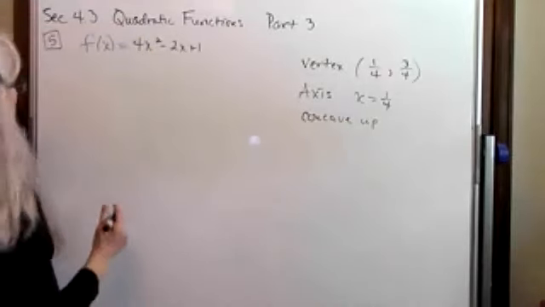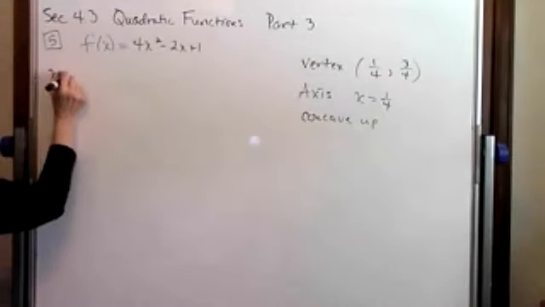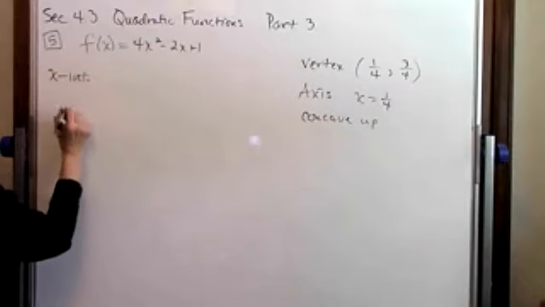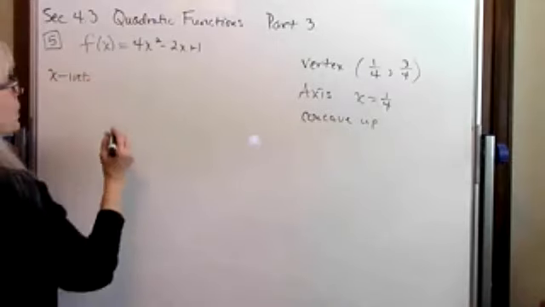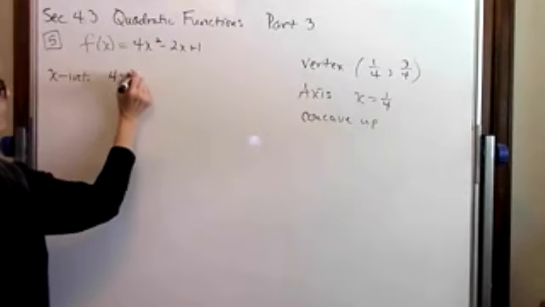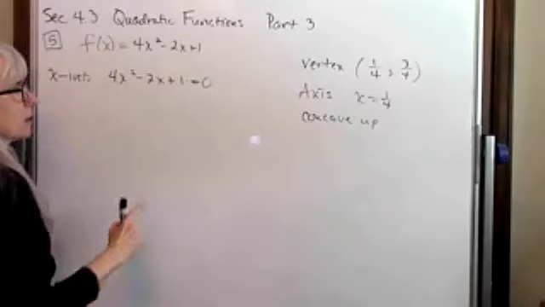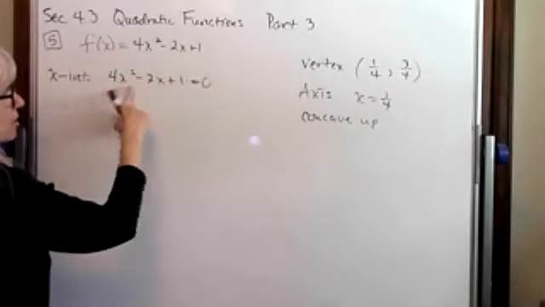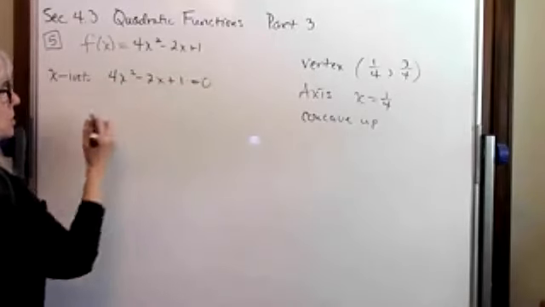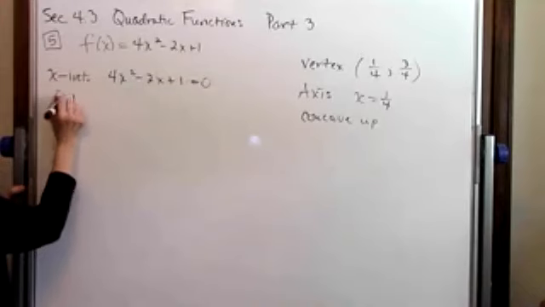Okay, they're asking us to find the x-intercepts. This is part B on that problem. So the x-intercepts, we're going to find those by setting the function equal to 0 and solving it. This time it does not factor. There are no factors of 4 that are going to add to 2. So we've had to use the quadratic formula.